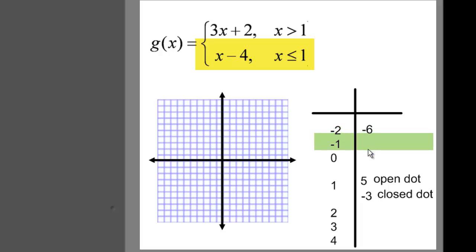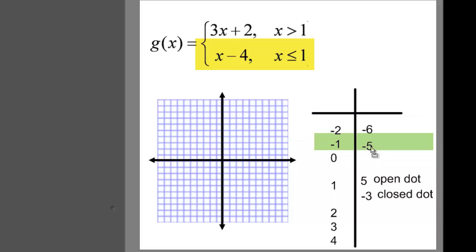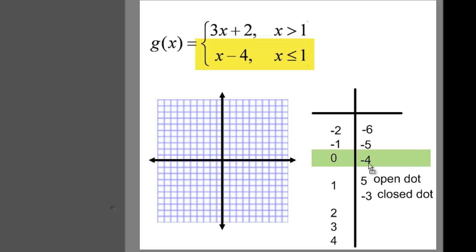When I input -1, that is a value less than or equal to 1, so I use the bottom piece, and -1 minus 4 is -5. 0 is also a value that is less than or equal to 1, so I use the bottom piece, and 0 minus 4 is -4.